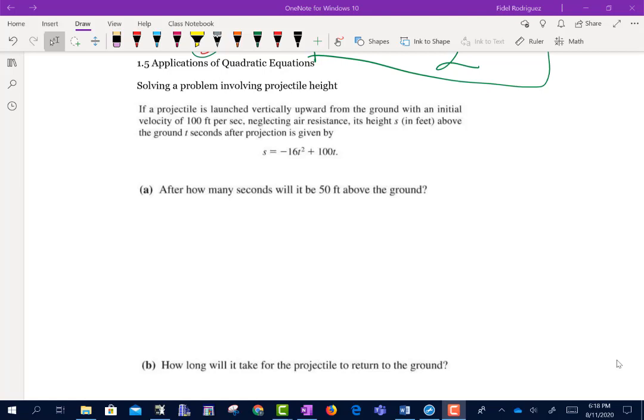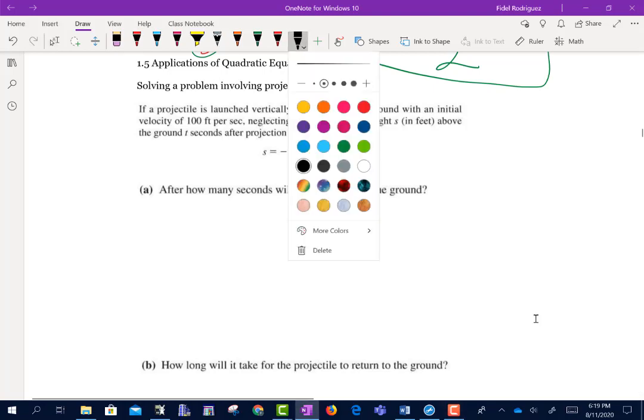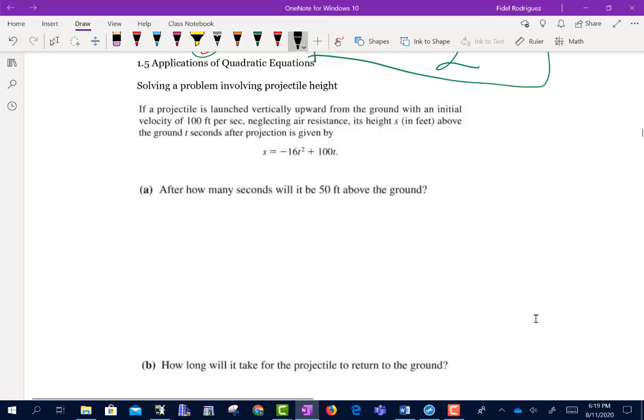All right, so section 1.5 deals with applications of quadratic equations, okay? Guys, in essence, what this means is word problems, all right? In all these problems here, for the most part, we're either going to try to factor if we can, or we're going to use a quadratic formula.